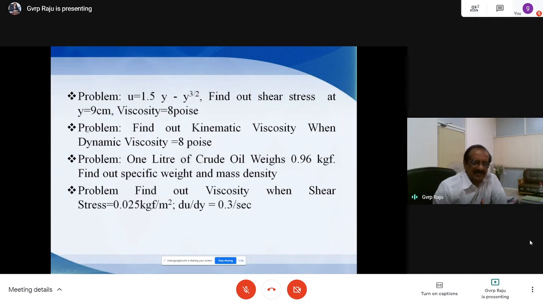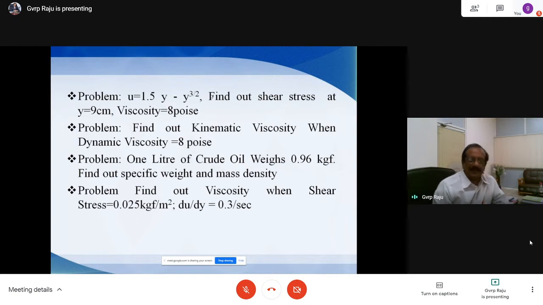Here y is 9 centimeters. This is in the CGS system, so convert to the MKS system. When it is 9 centimeters, take y equal to 0.09 meters, 9 by 100. So now it is 1.5 minus 3 by 2 into 0.09 to the power of 1 by 2. The answer is du by dy at y equal to 0.09 meters is equal to 1.05 per second. The unit of du by dy is per second, because the velocity is meters per second and the distance is meters, so that is 1 by second.